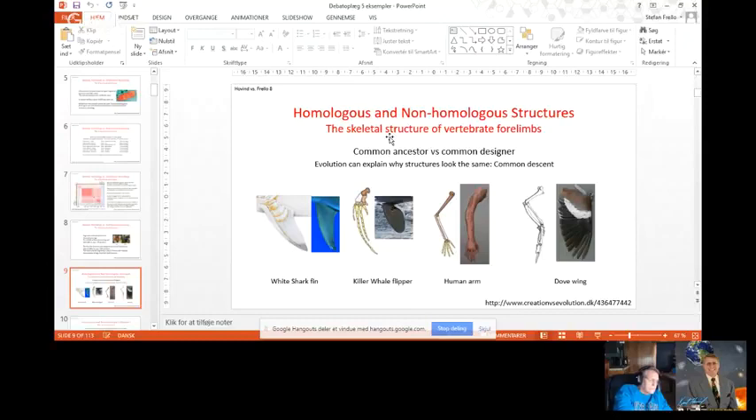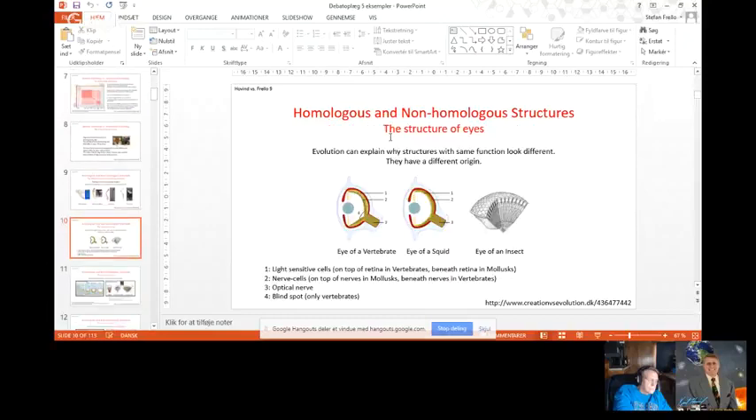From an evolution point of view, it's exactly what you would expect, because the whale and the human have a common ancestor that is much closer to us than the common ancestor we have with the shark. So I look forward to your comments on that too.